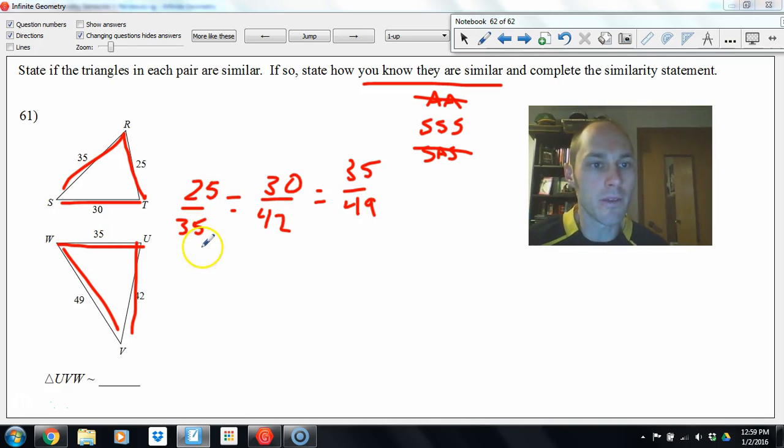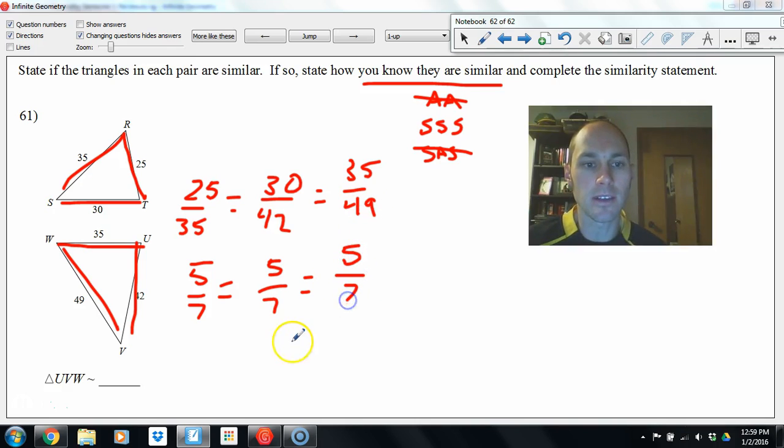You can divide these both by 5. 25 divided by 5 is 5. 35 divided by 5 is 7. 30 and 42, it's going to be divided by 6. 30 divided by 6 is 5. 42 divided by 6 is 7. 35 and 49 can both be divided by 7. 35 divided by 7 is 5. 49 divided by 7 is 7.